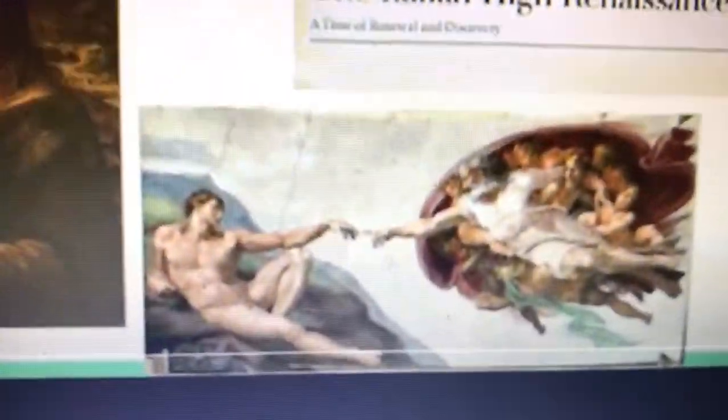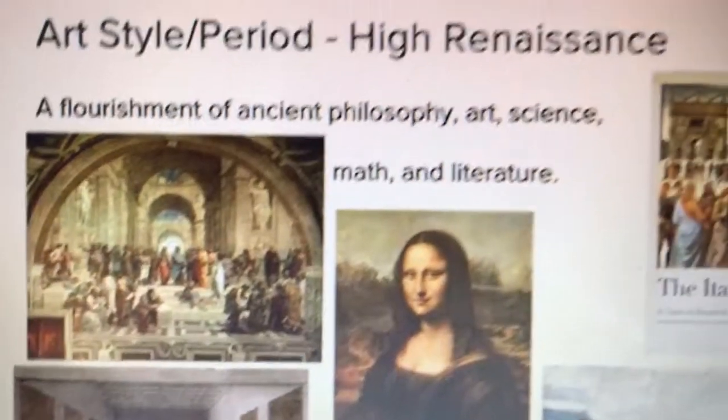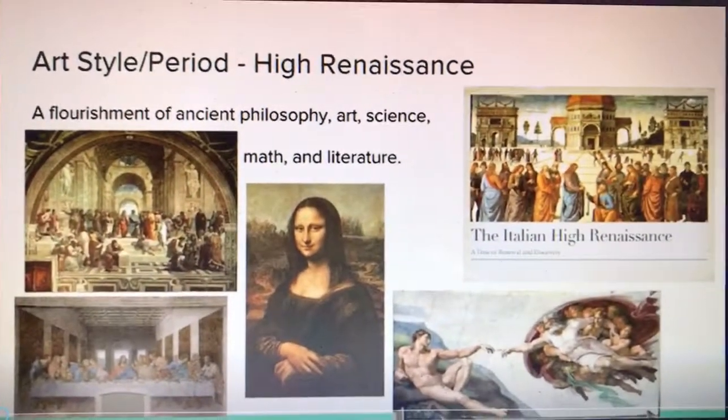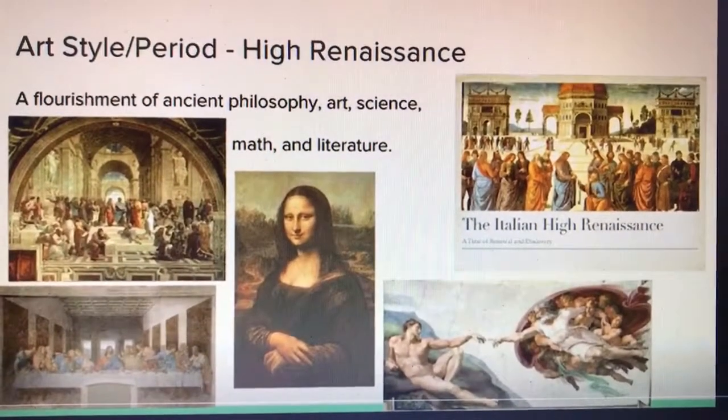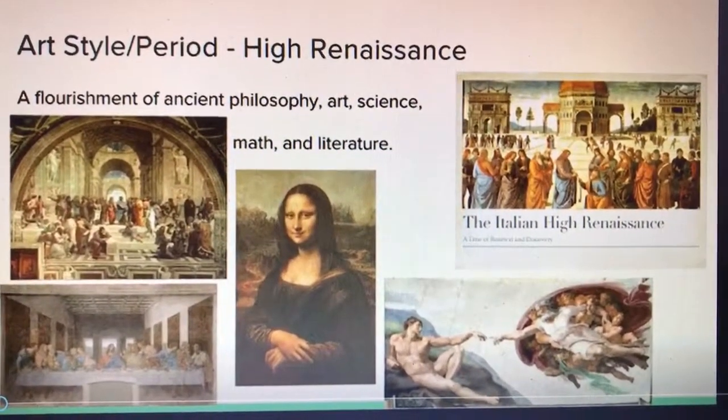Many famous works that we study and still cherish today were created during the Italian High Renaissance. Pieces like the Mona Lisa, the Last Supper, the Sistine Chapel were all done during this time.